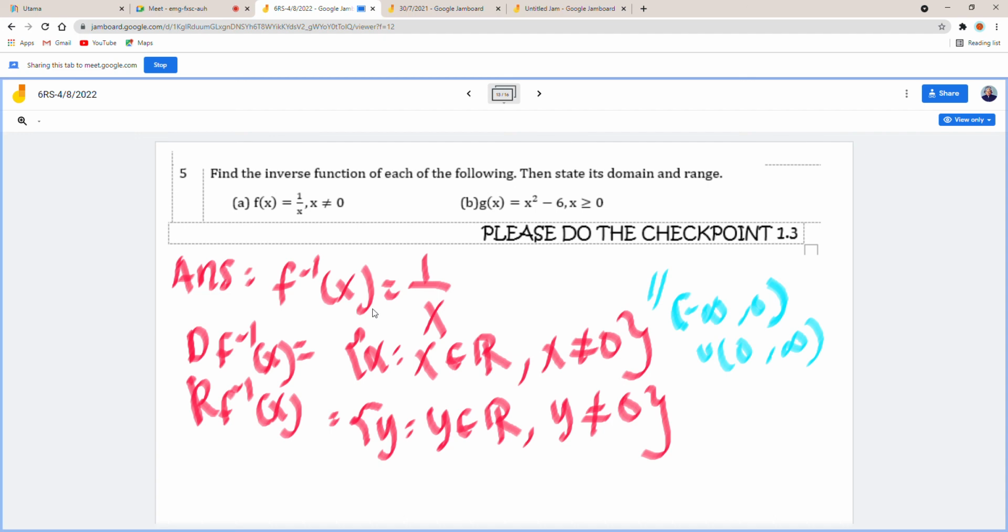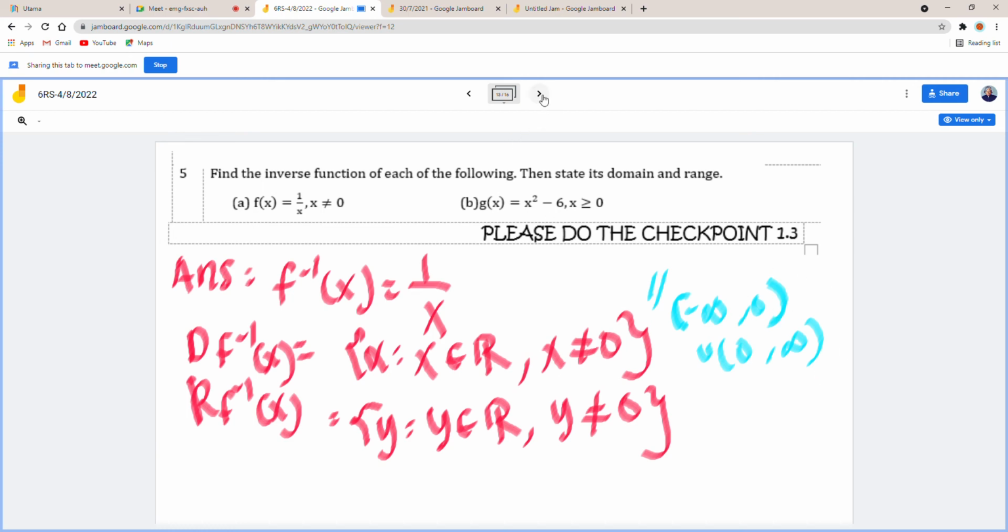Okay, this one they ask same as before. They ask to find the inverse function and state the domain and range. So this one, f inverse is going to be 1 over x. Okay, you all know, right? It's going to be 1 over x. The domain and range is same as this: negative infinity to 0, and 0 to infinity. So for the domain and range, the inverse will also be the same.